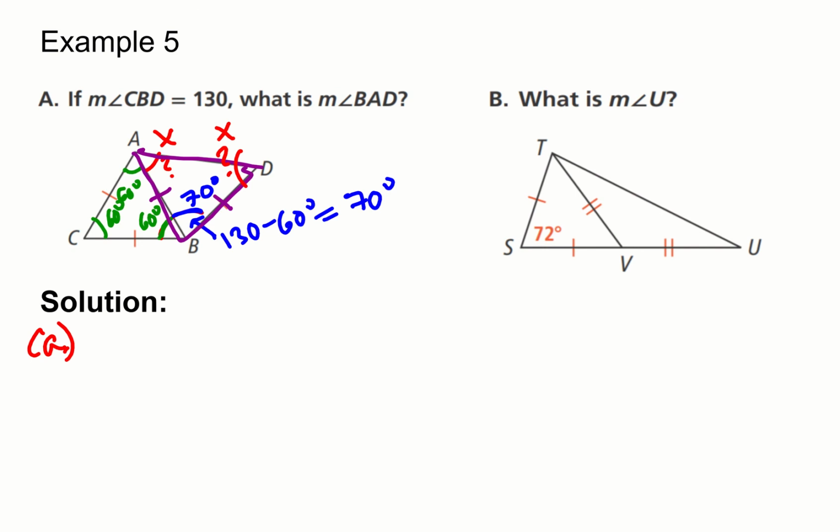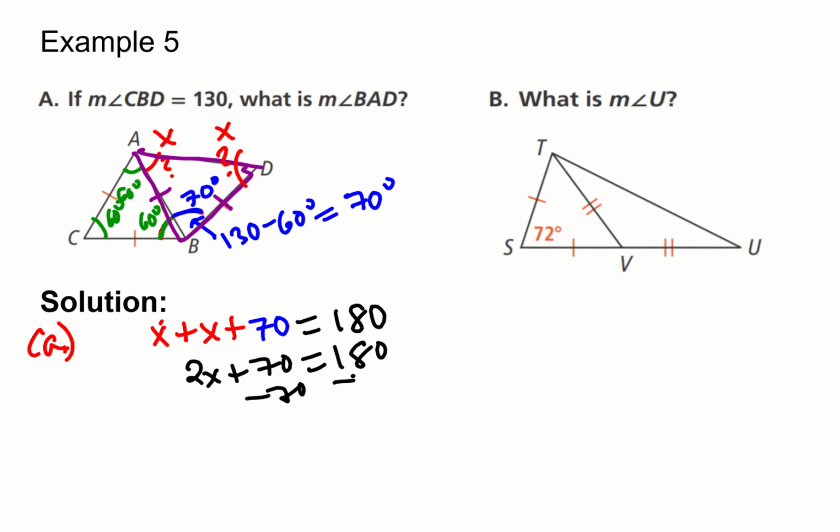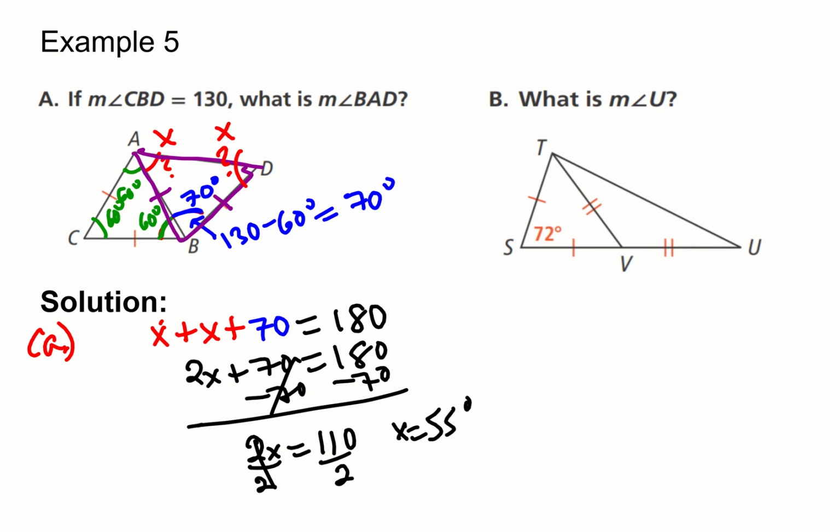Well, we can find this because this is a triangle after all, and the angles of a triangle have to add up to 180. So we have x plus x plus that blue 70 has to equal 180. And so we have 2x plus 70 is 180. We can subtract 70 on both sides and solve for x here. So 2x equals 110. We'll divide both sides by 2. And so x, which is the question mark, right? That's what we're looking for in this example, is 55 degrees. And so the measure of angle BAD is 55 degrees.